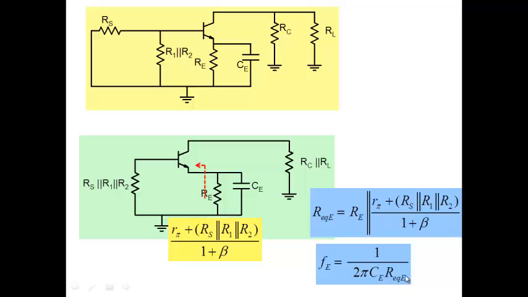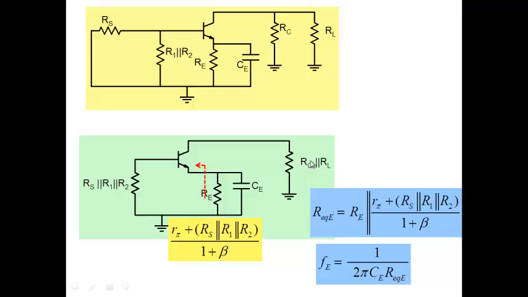So now, what do you want from R pi by beta? VT by ICQ, do you want it to be large or small, to make the upper cutoff frequency small? What do you want it from here? You want large, right? VT by ICQ large. Now, how will you make VT by ICQ large? VT is fixed. So what do you have to do to ICQ? Reduce. Right? You'll have to reduce the value of ICQ.